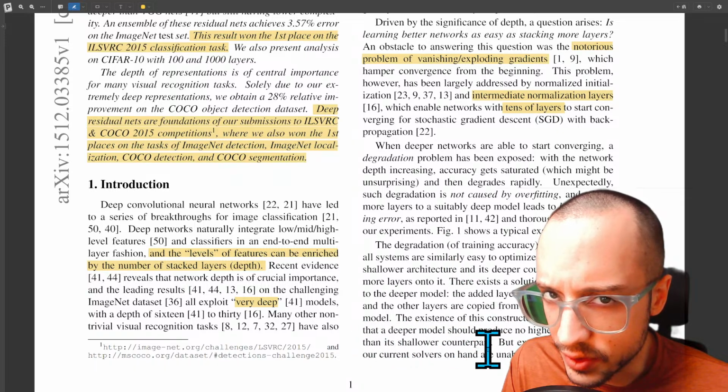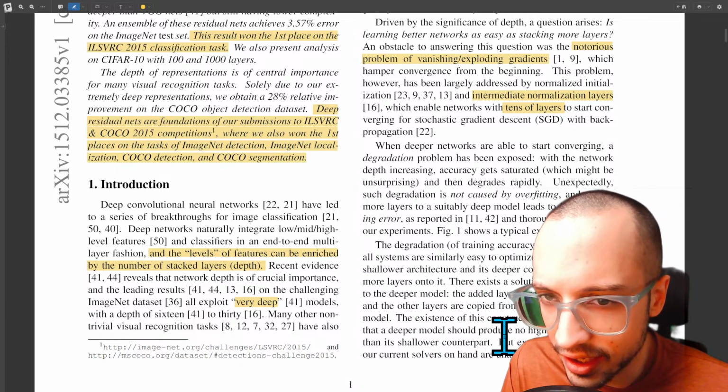Okay, so they're using this thought experiment here to say, what if you had a deeper model that was just the shallower model with a bunch of identity layers on it?